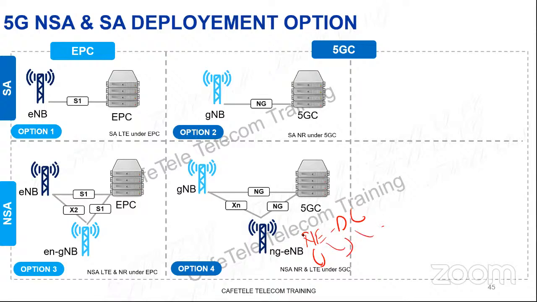Now N is coming first, so definitely N is master. gNodeB is master, because N means New Radio. Who is New Radio? gNodeB is New Radio. E means E-UTRA. That's why this one.